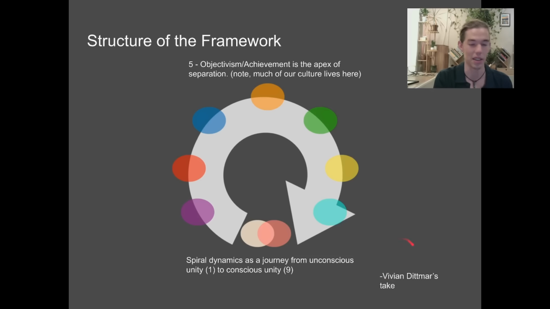So this is a take from a random internet person, Vivian Dittmar. Another way to look at the structure of spiral dynamics is that it is a journey from unconscious unity, that's the immediate instinctive, all the way away from unity and back towards conscious unity at level 9, where level 5, the objectivism, is the apex of separation, as she calls it. And it's an interesting observation because much of our culture lives here in the US, and I think in San Francisco especially.